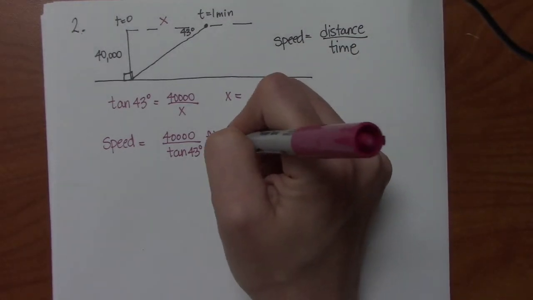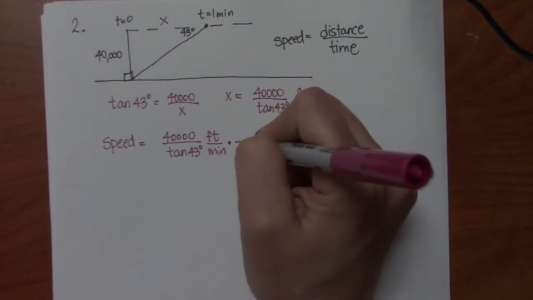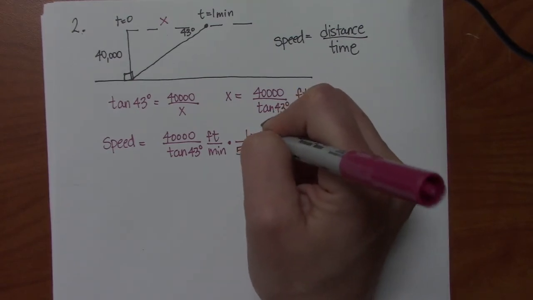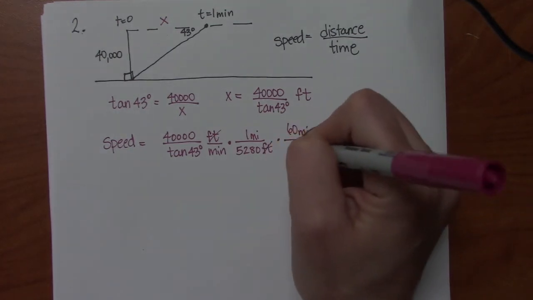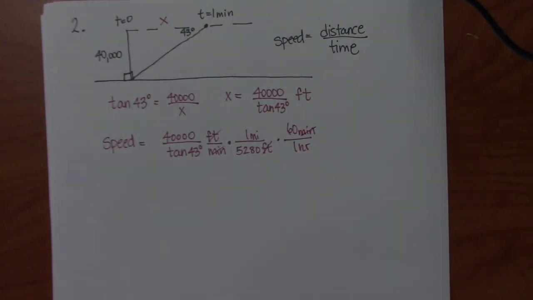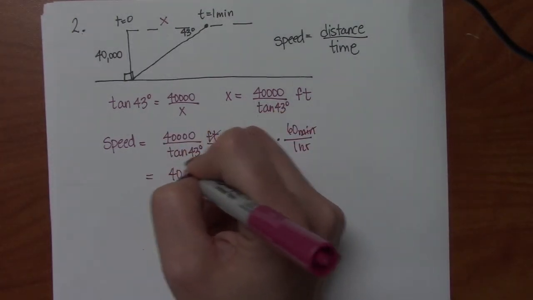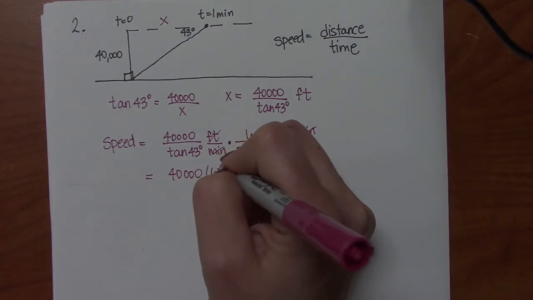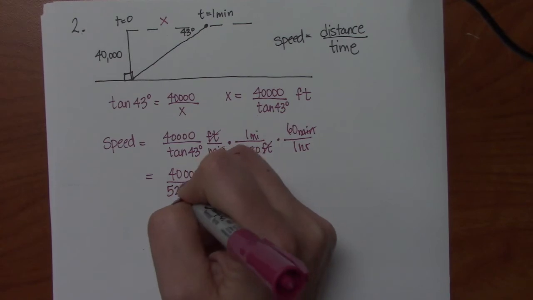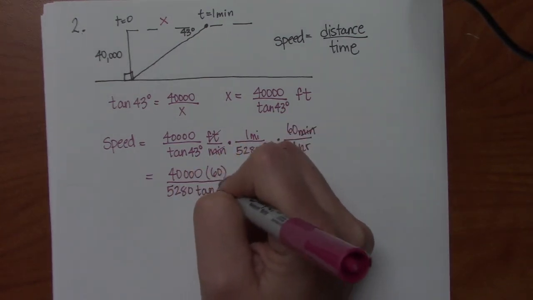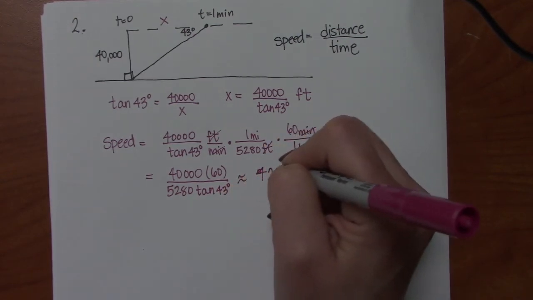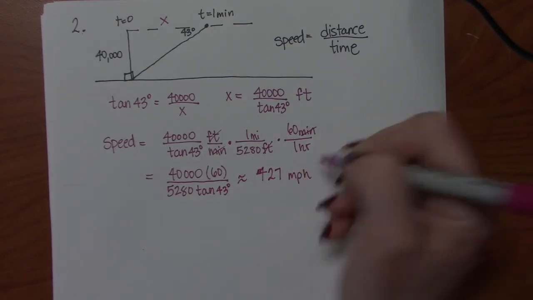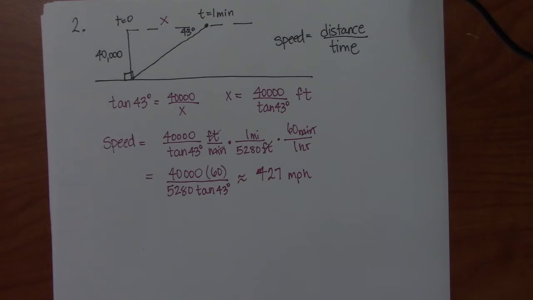So for this guy, right, there are 5,280 feet in 1 mile. So feet will cancel feet. And there are 60 minutes in 1 hour. So minutes cancel minutes. So what you're left with is 40,000 times 60 over 5,280 times tangent of 43 degrees. And I think this rounds to either 527 or 587 miles per hour.